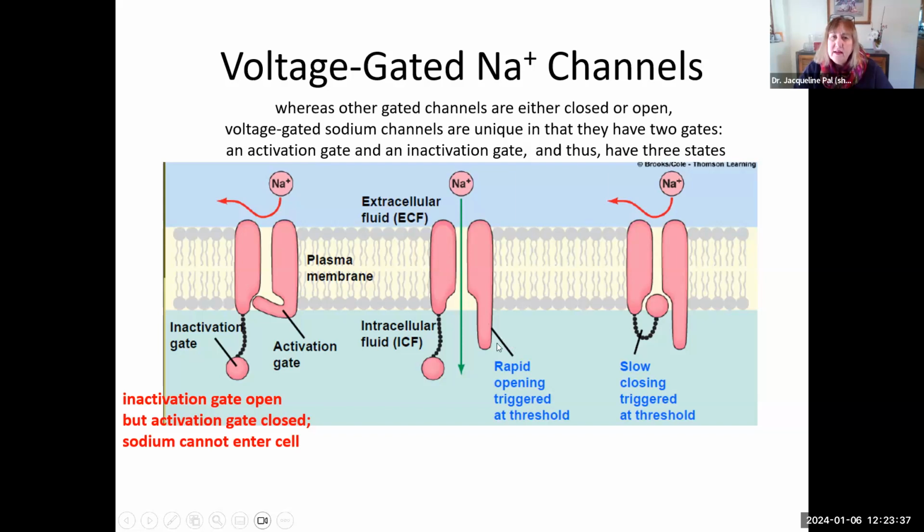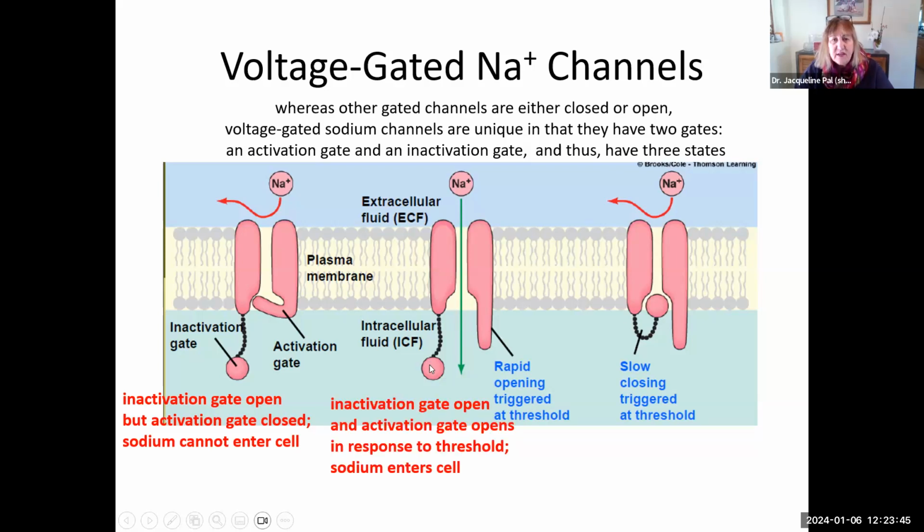Now, when the cell reaches threshold, there is rapid opening of the activation gate. Remember, the inactivation gate is already open. And now the activation gate opens in response to the threshold. Since both gates are open, sodium can enter the cell. So that's the second state that the voltage-gated channel can be in.